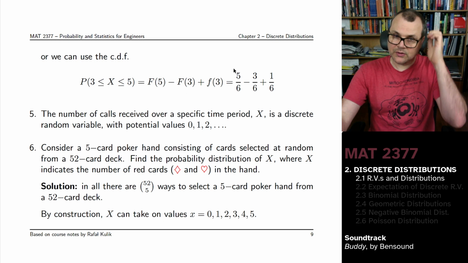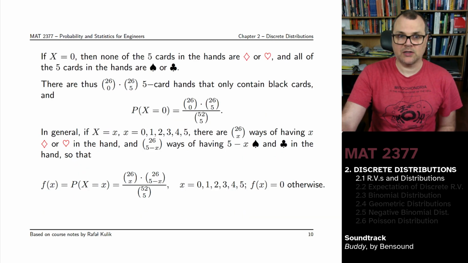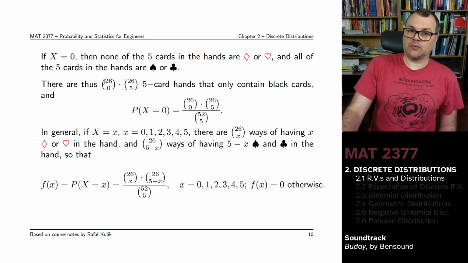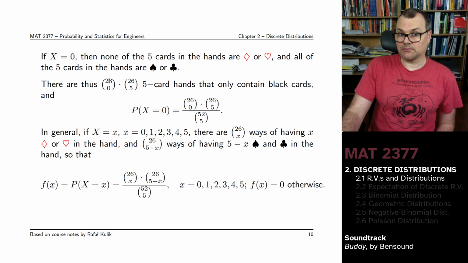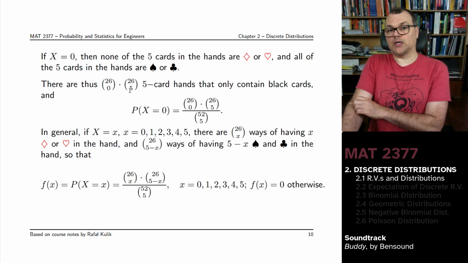So these are the values that your random variable can take: 0, 1, 2, 3, 4, 5, the number of red cards. If x equals 0, that means that you have no red cards. Every card that you have is black, either a spade or a club. So we'll look at the number of red cards you have picked from there. Well, you've picked 0 from a set of 26, 26 choose 0. And every single one of your cards will be black.